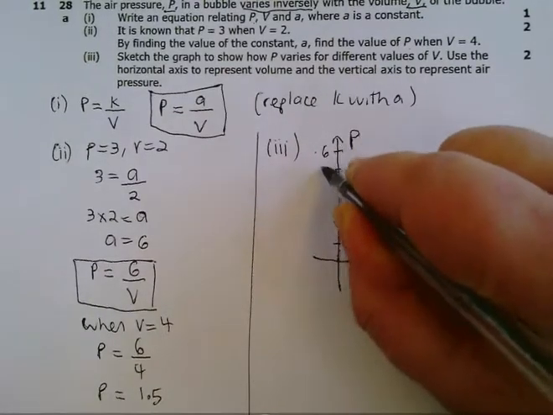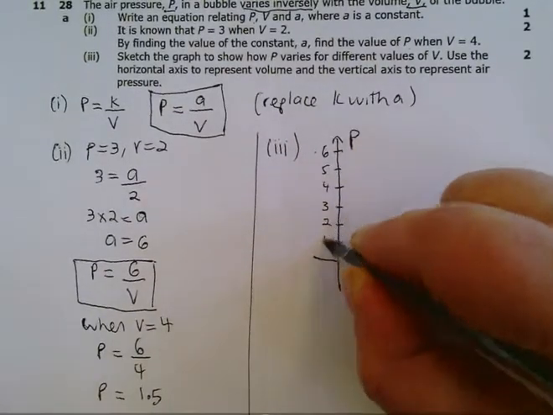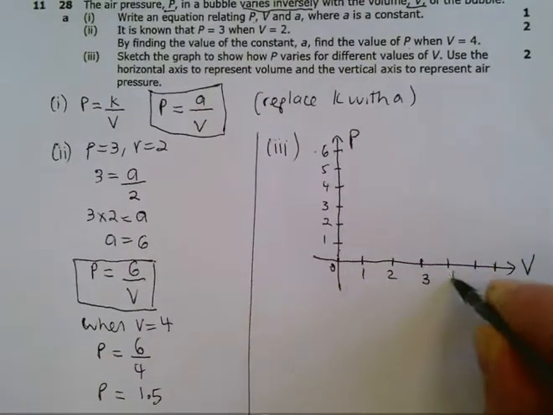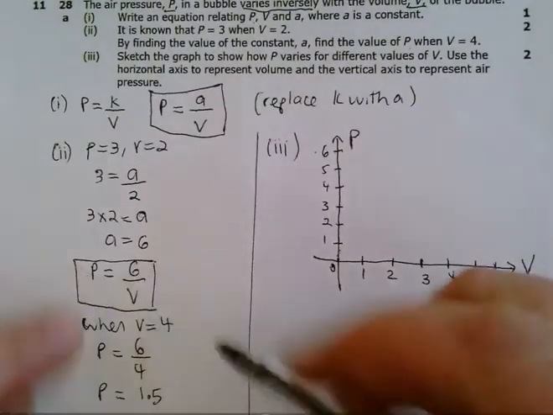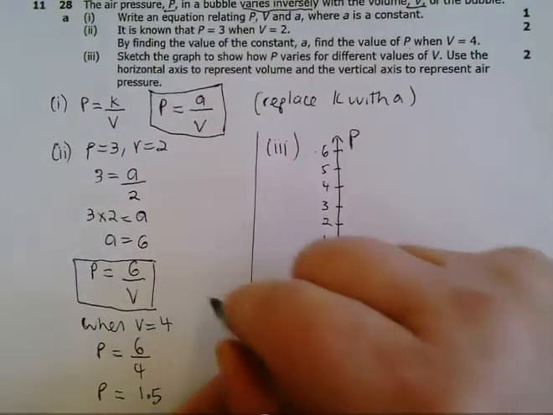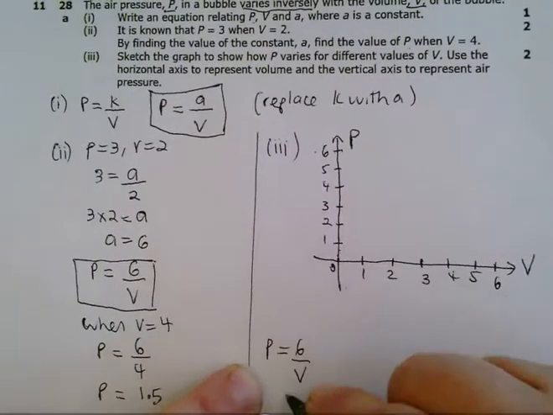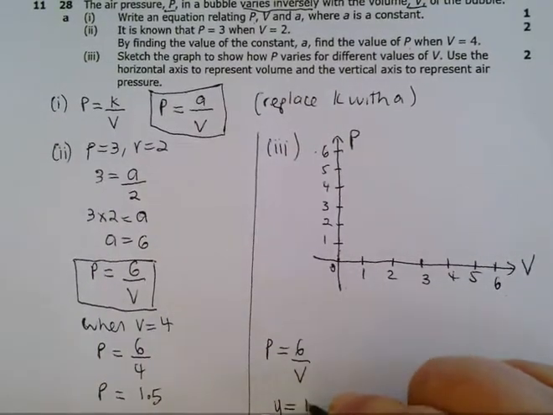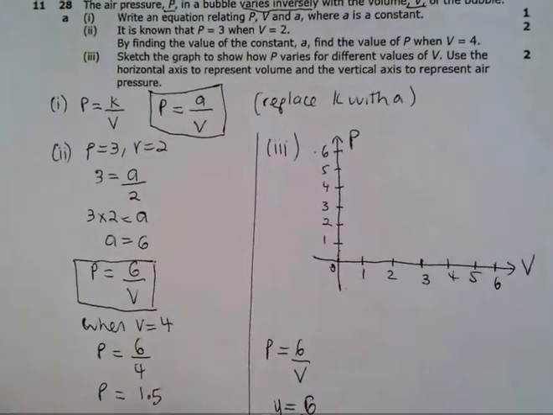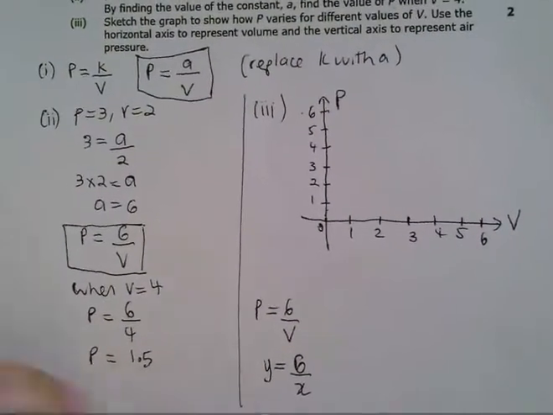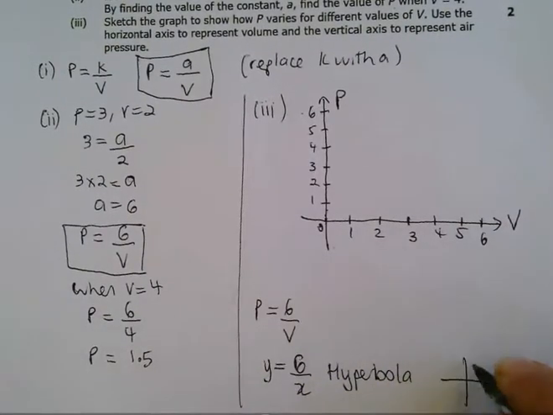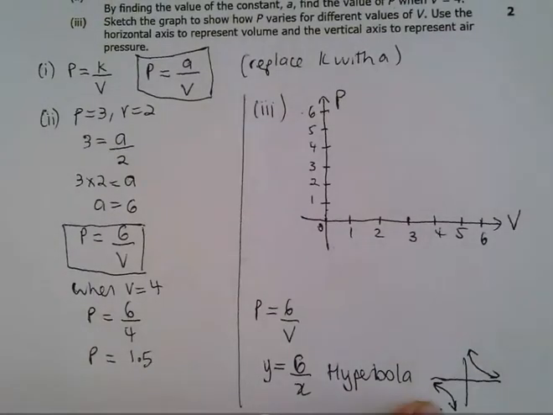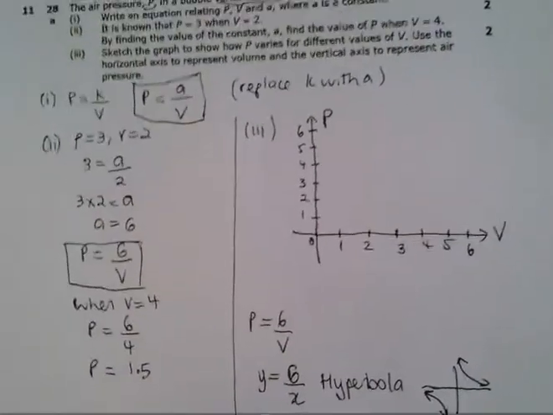So they both go up to 6. We've got 0 there. Now remember, we did spend time on this curve. The curve P equals 6 over V is of the form y equals 6 over x. Now that is a hyperbola. We know that a hyperbola is in 2 sections like that and like this. However, we're not going to be using this section here with negative x values.